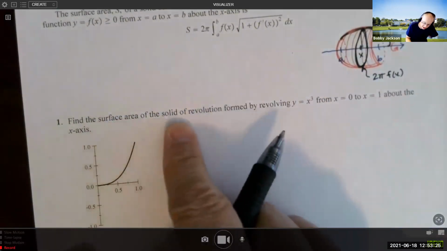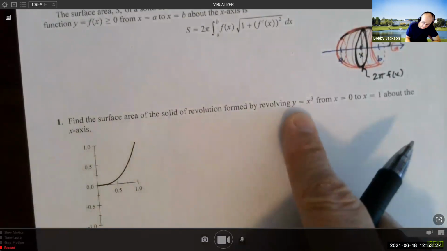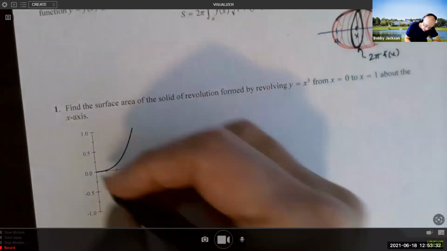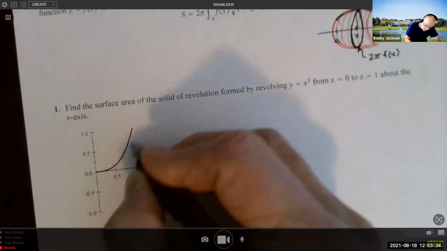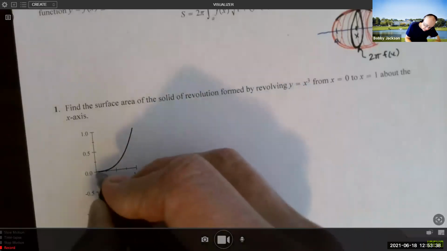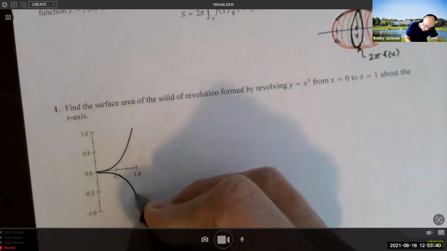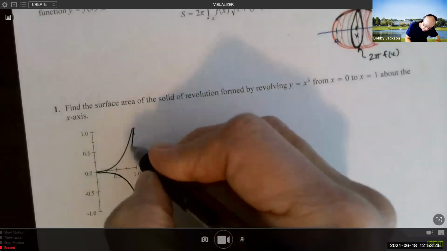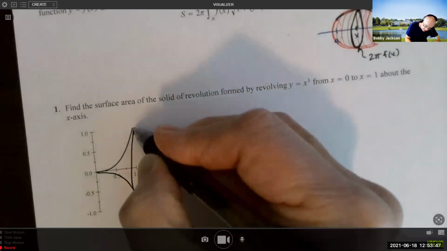Find the surface area of the solid of revolution formed by revolving y equals x cubed. Here's y equals x cubed from x equals 0 to x equals 1. If I look at this, rotating this curve about the x-axis, it's going to look exactly like a mirror image down here, and we're going to have circles coming in.